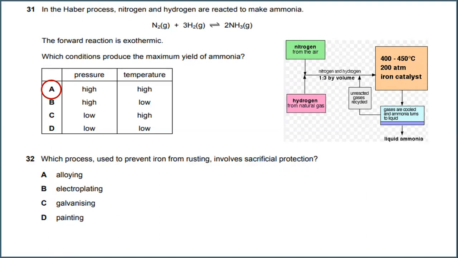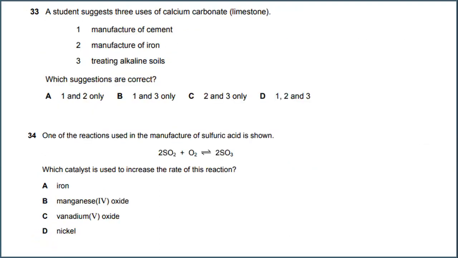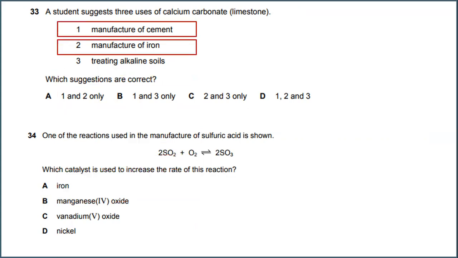Which process used to prevent iron from rusting involves sacrificial protection? So this is the process of galvanizing. C. 33. A student suggests 3 uses of calcium carbonate, which is limestone. Is calcium carbonate used for the manufacture of cement? Yes, number 1. Is it used for the manufacture of iron? Yes. And number 3 is used for treating alkaline soil? No. So the answer is number 1 and 2, which is A.